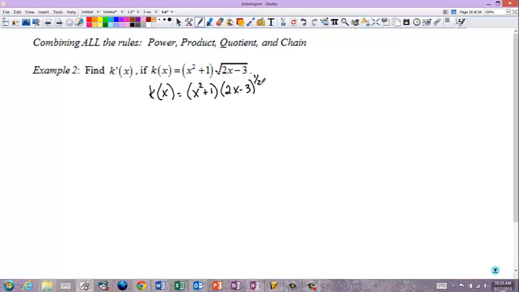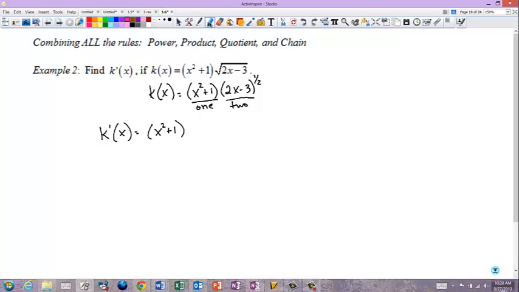First of all, I need to say this is a product rule. This is my 1. Here's my 2. So, here we go. 1, x squared plus 1. Derivative of the second. Now, this is a chain rule.